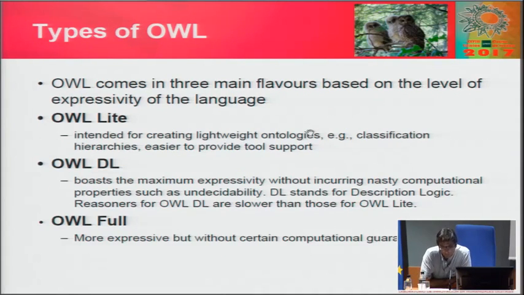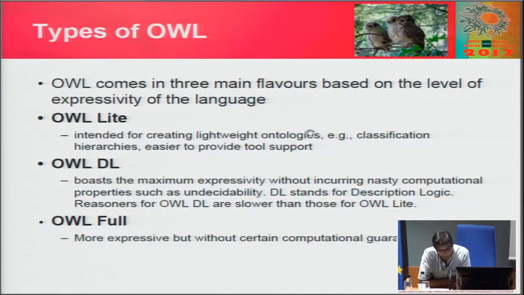There are at least 3 different flavors of OWL, based on the level of expressivity that you require. The simplest version of OWL is called OWL Lite, and it's really intended for creating lightweight ontologies such as classification hierarchies, and it's much easier to work with. It's much easier to provide tool support for. But as I said, it's maybe not expressive enough for a lot of things.